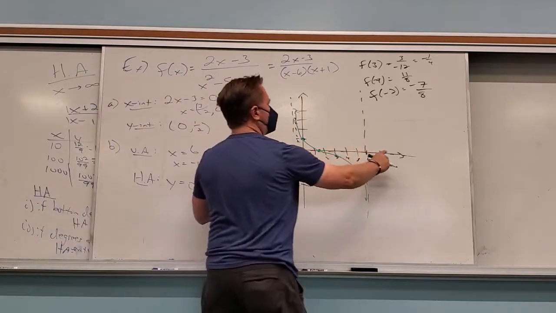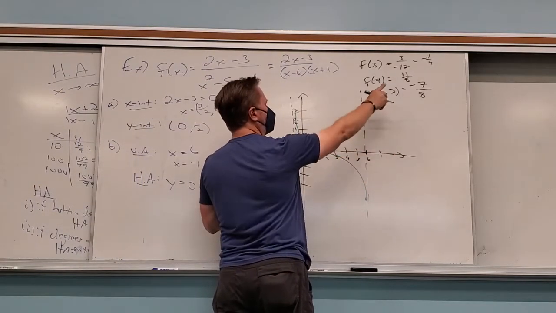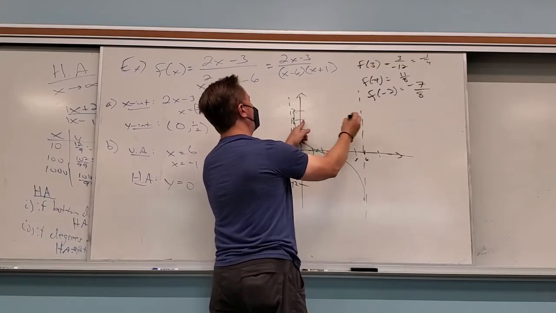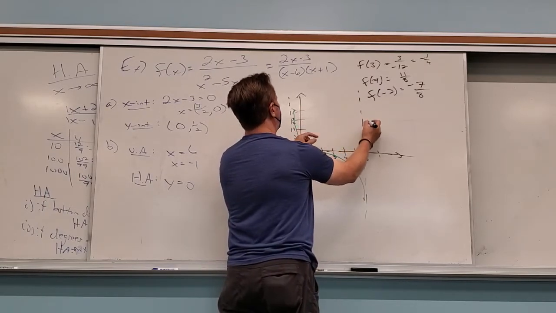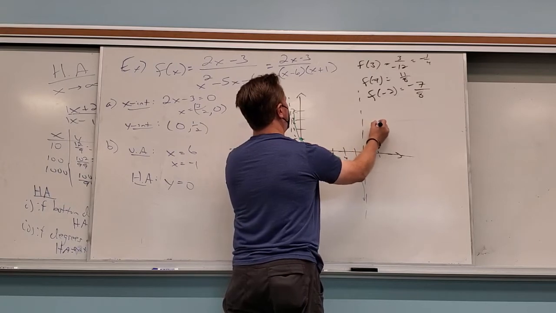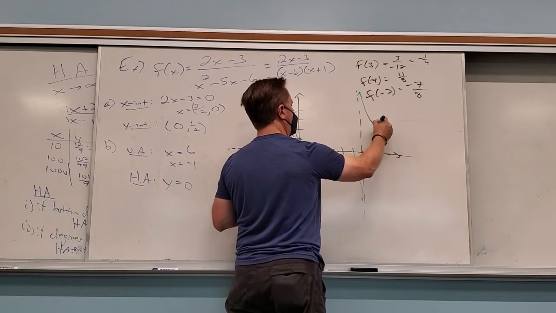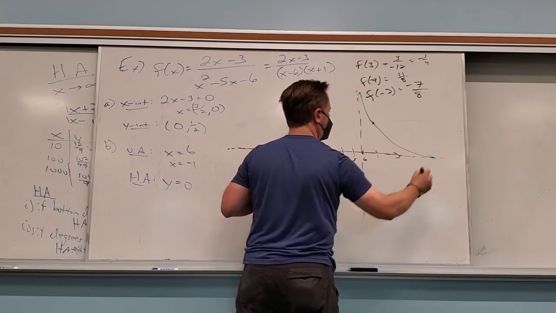What about over here? So f of 7 is 11/8. 11/8 is like 1 3/8. 1 1/2 is here, so 1 3/8 is about right there, maybe. So then it's got to slam up against this wall here, and it's got to slam against that wall there.